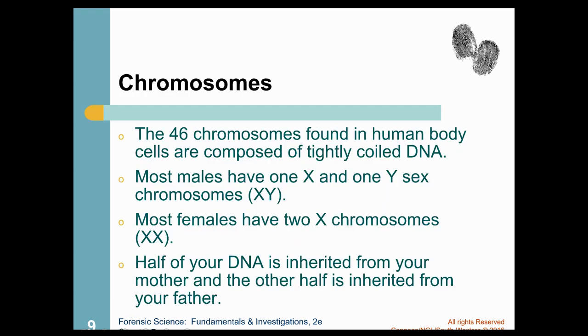So chromosomes, which you have 46 of in your human body, right? That's 23 pairs of chromosomes, and they're tightly coiled up DNA. So most males, there are rare exceptions, have an X and a Y chromosome. That's what makes somebody genetically male, an X and a Y sex chromosome. And females have two X chromosomes.